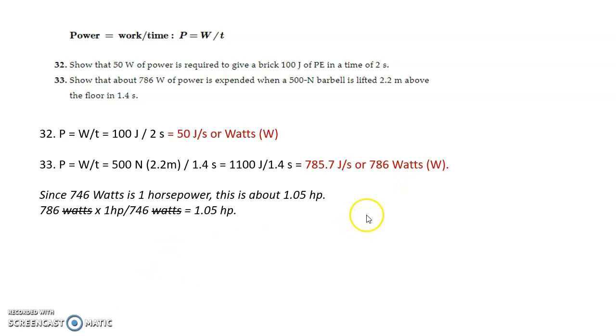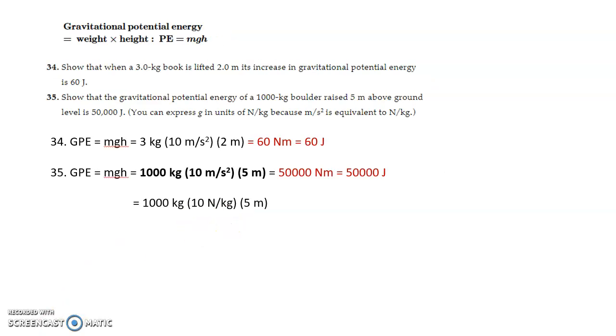We can also express the power in terms of horsepower. Since 746 watts is 1 horsepower, we can use this conversion factor, 786 watts multiplied by 1 horsepower per 746 watts, and the unit watts gets canceled out here. We end up with 1.05 horsepower.